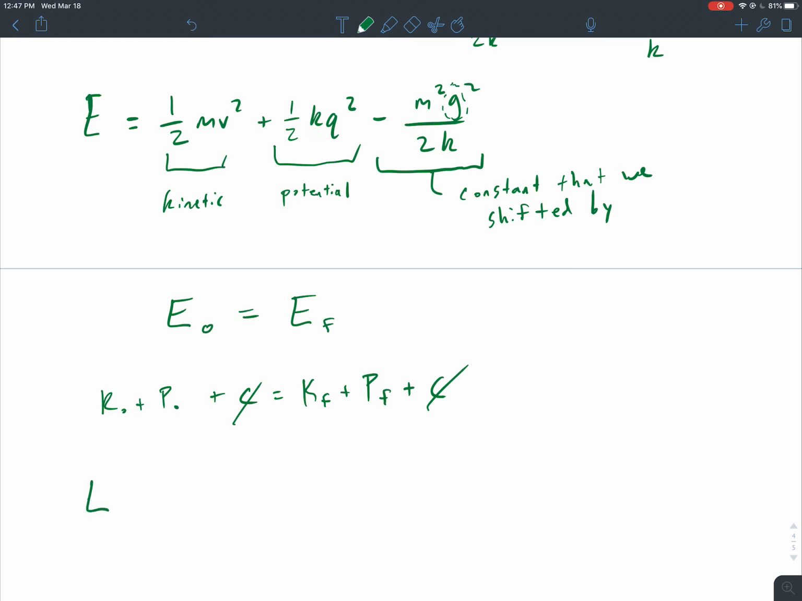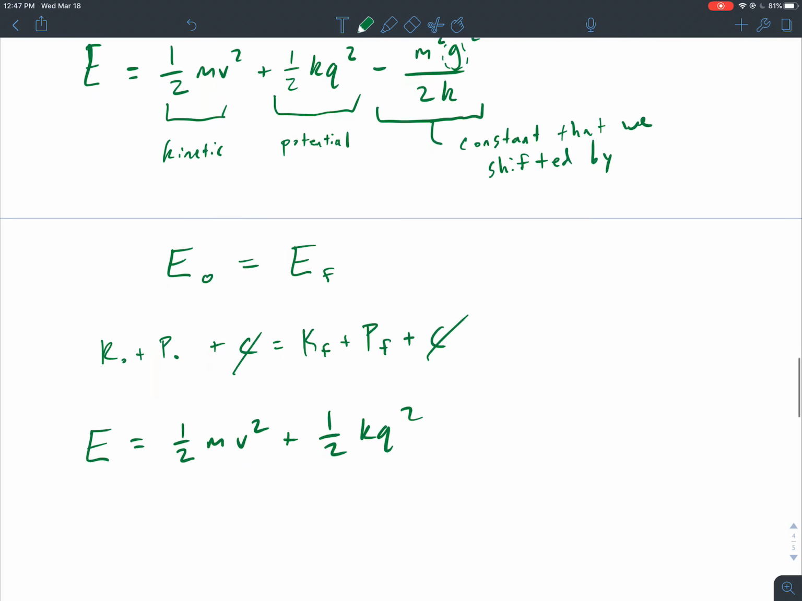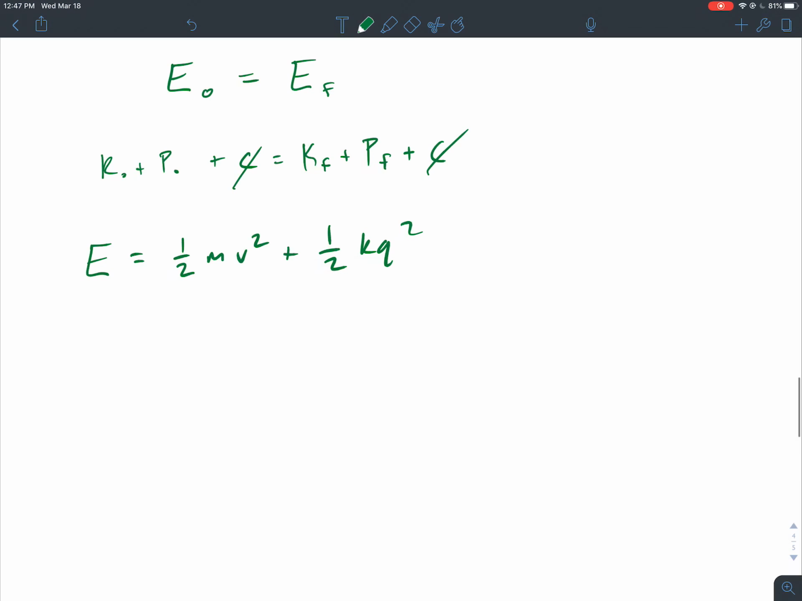So for a vertical spring, your energy is 1/2 mv squared plus 1/2 kx squared. That's just the same as a horizontal spring. So you really don't have to take gravity into effect. That's all I want to say about that.